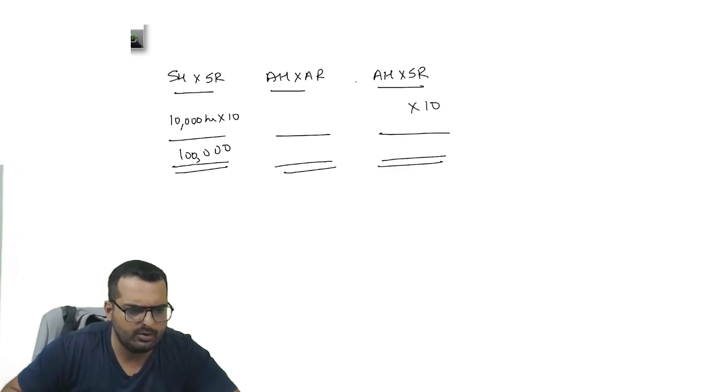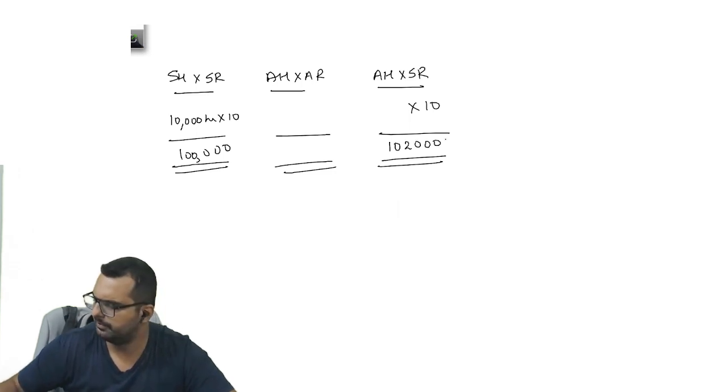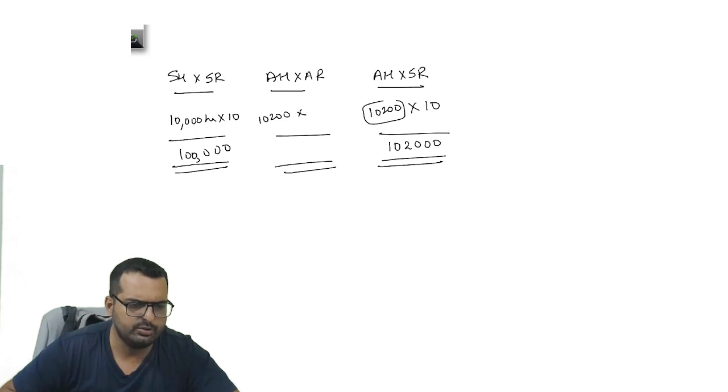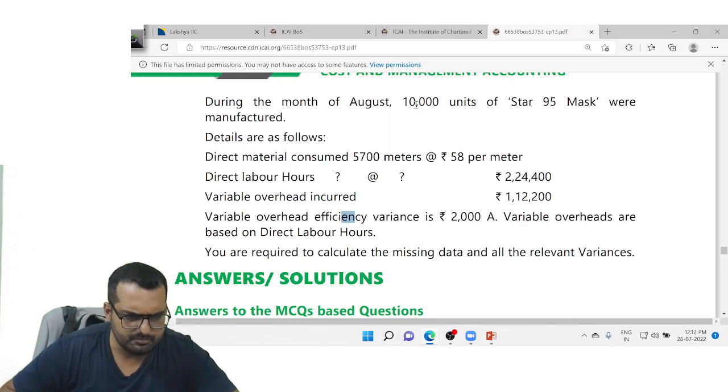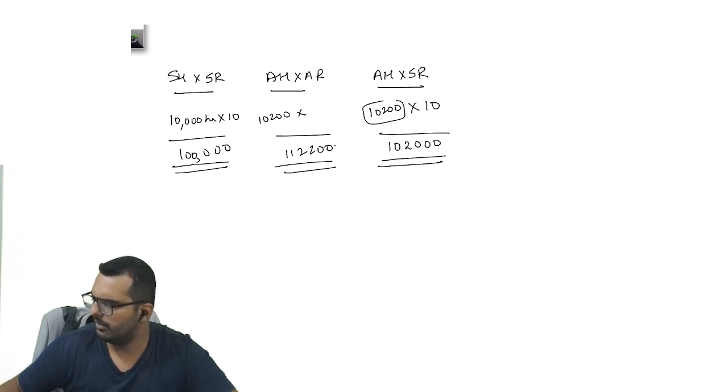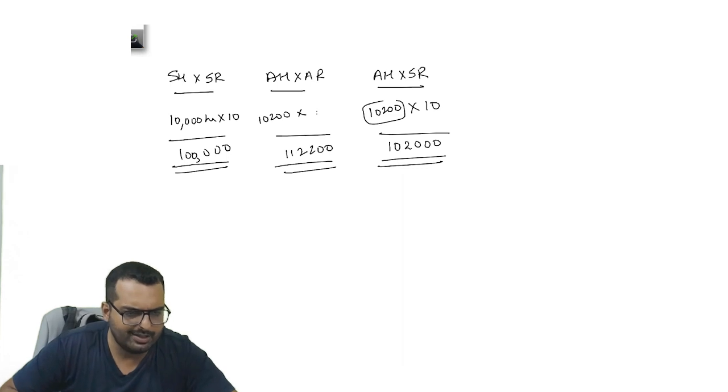SR is 10. Okay, 2,000 adverse would mean 1 lakh 2,000, divided by 10, if I do, I'll get 10,200. All right. So here also it will be what? 10,200 into AR, 1,12,200 divided by 10,200. I'll get the number over here as 11.